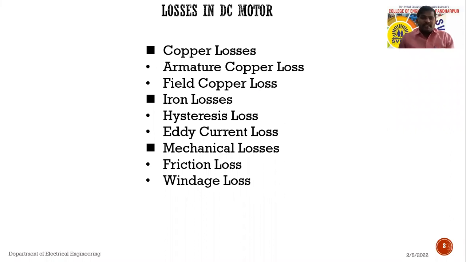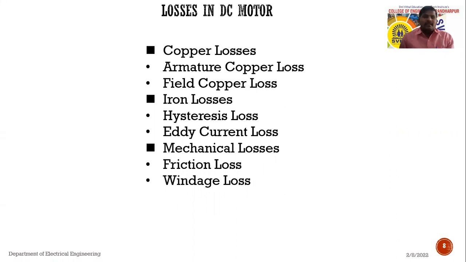The next type of losses is iron loss. Generally we can call iron loss the core losses. It happens due to the magnetic property of the machine, so we can consider these losses constant losses, like hysteresis loss or eddy current loss.